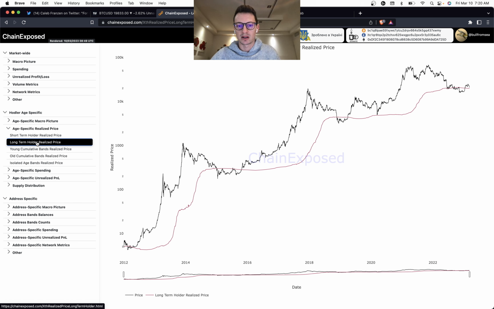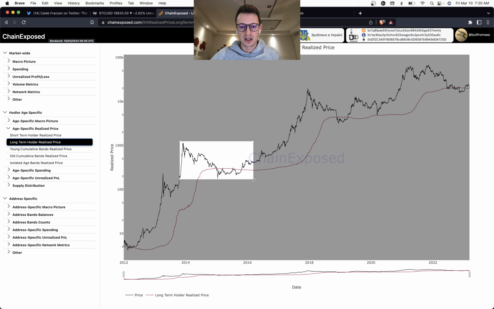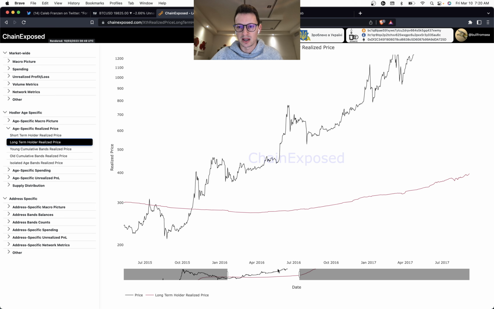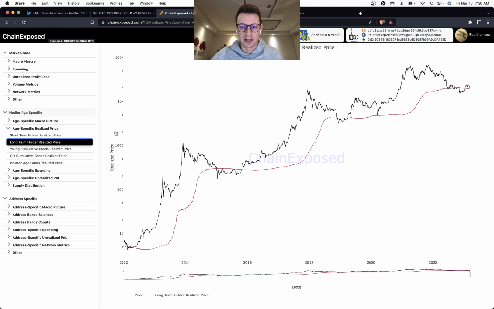But if we look at something like the long-term holder realized price, this is going to really help us remove a lot of the noise. And interestingly enough, these bear markets are really characterized by price falling below that range and even using it as resistance multiple times. Once we break back above that range and stay above it, that's usually a sign of good things around the corner, right?